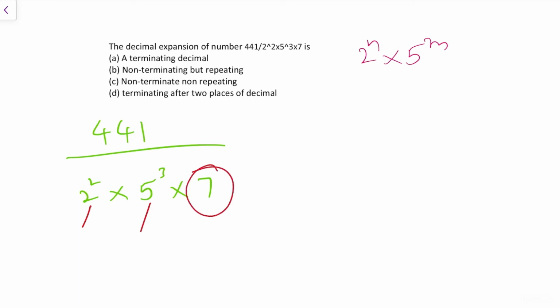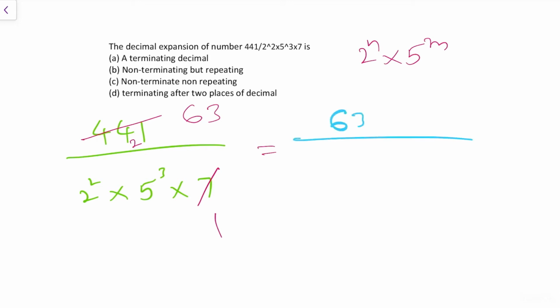So before going to the conclusion, I need to check first whether any simplification is possible or not. So here 7 ones are 7, 7 sixes are 42. From 44, 42 completed means 2 will remain, then it becomes 21. 7 threes are 21. Now after simplification, I got a number something like 63 by 2 square into 5 power 3. As I already said, to check whether it has a terminating decimal or non-terminating type of decimal, we need not worry about the numerator at all.